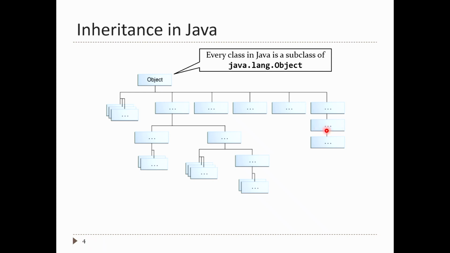In this row here, this class is connected to the one above it via a line. So this class is descended from the class immediately above it, but in Java it's also descended from the class Object as well, and so on and so forth. For example, this class down here is descended from this class. This class is descended from this class, and this class is descended from Object.